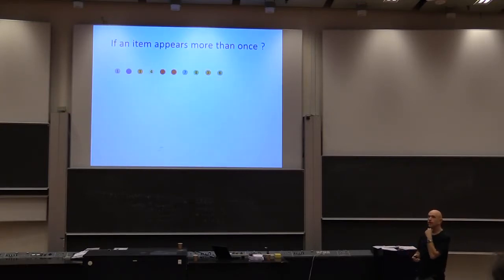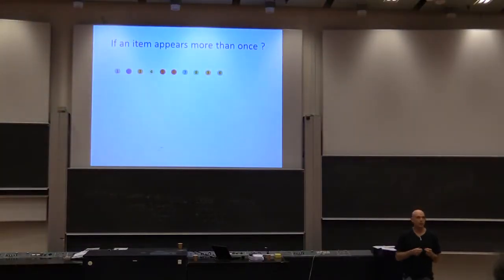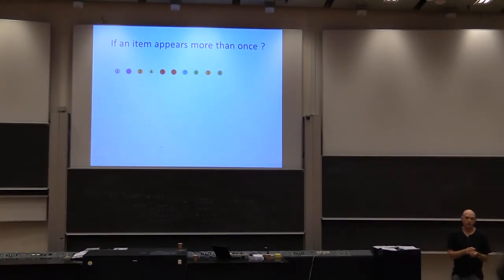Say I give you the items, but now they come with duplications. An item will repeat. You may see the same guy in your stream more than once. But you still want a uniformly random sample from the set of distinct items. So the fact that you see it more than once should not boost the probability of this guy. So what do you do? Does the previous technique work? So what do you do?